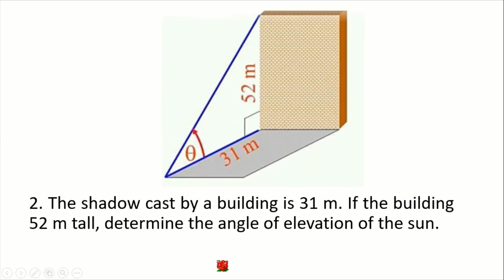Alright? So let's draw. Here, let's say this is the building. Then this is the shadow. Yan, this is the shadow cast by a building na mayroong 31 meters. At yung haba ng building is 52 meters. So, hinahanap natin si angle of elevation.